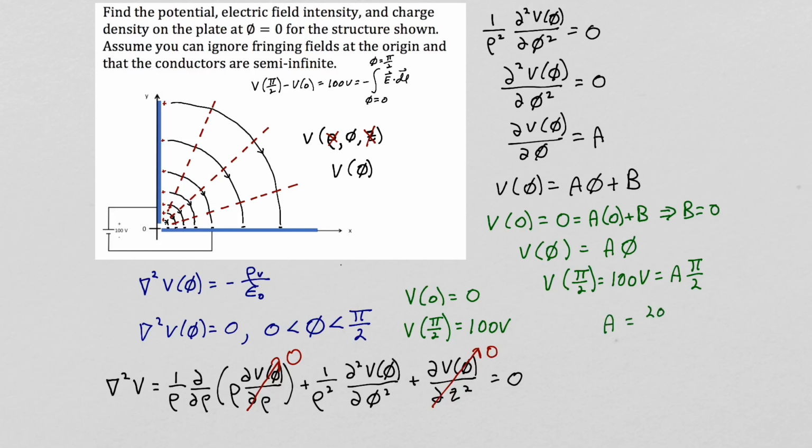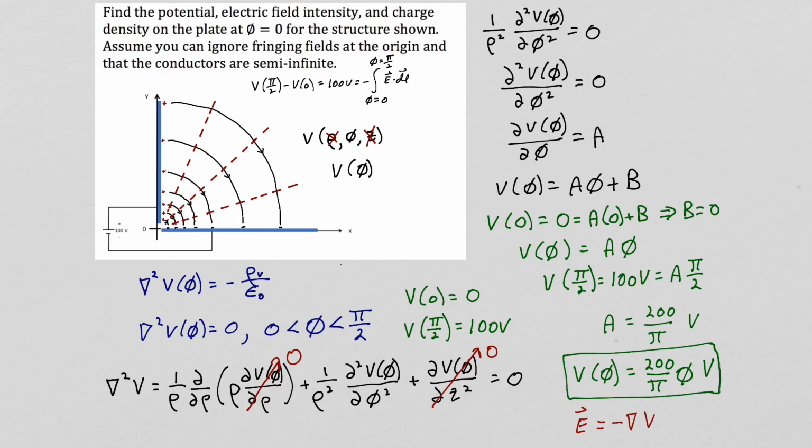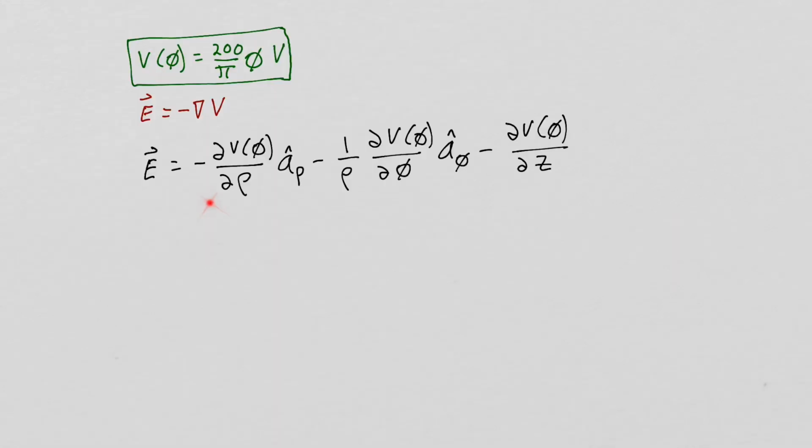So our potential field is V equals 200 over pi times phi volts. So we found our potential field, and we can find our electric field intensity now from E equals minus the gradient of the potential field. Here is the equation for taking minus the gradient of the potential in cylindrical coordinates.